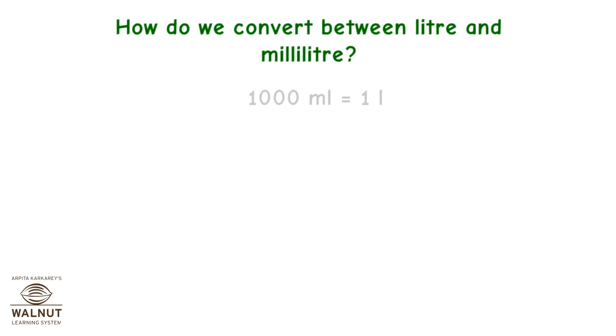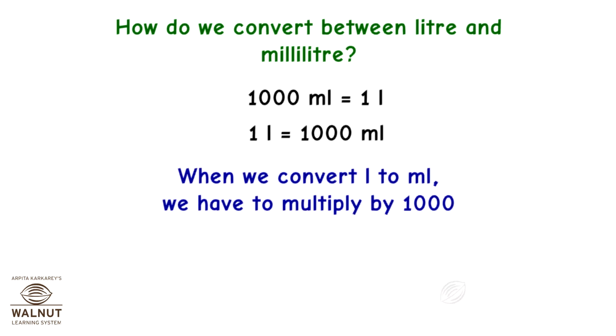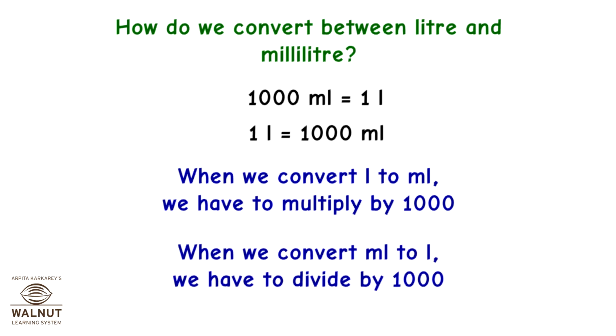How do we convert between liter and milliliter? 1000 ml is equal to 1 liter. 1 liter is equal to 1000 ml. When we convert L to ml, we have to multiply by 1000. When we convert ml to L, we have to divide by 1000.